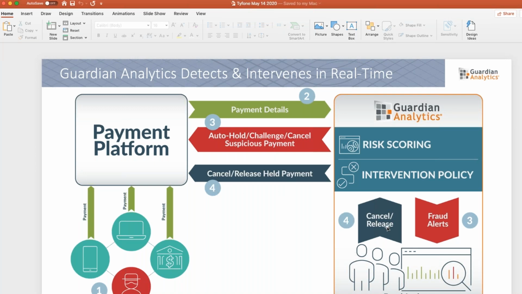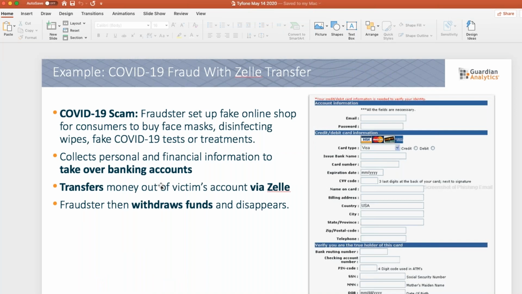So the fourth step is returning that human decision from our platform back to the digital banking or payment platform to be executed. So this whole process enables real-time detection and real-time intervention, and also supports human intervention should the FI choose. So let's take a real life example, right?